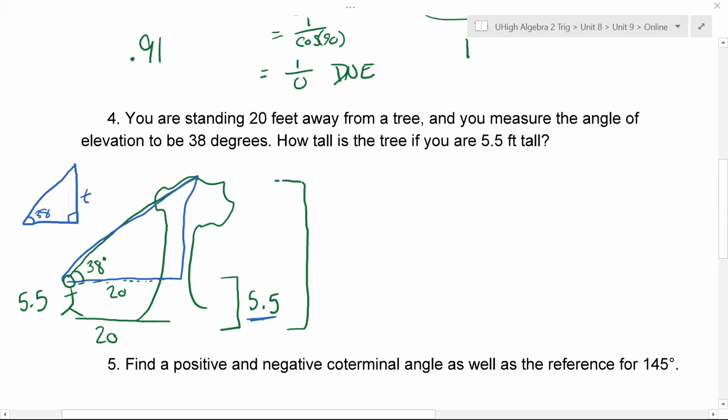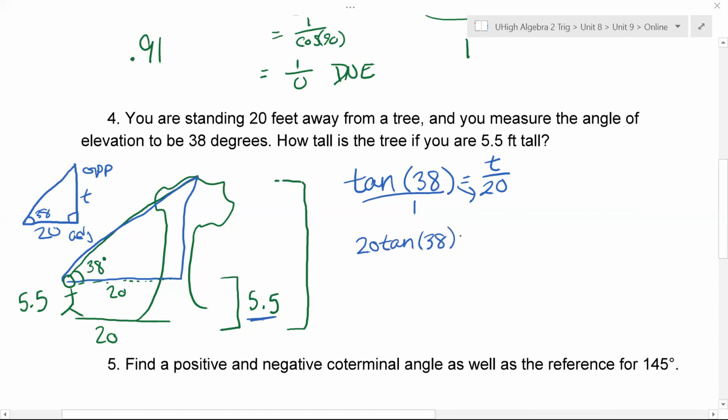Then I also know that I'm 20 feet away. So from my angle, I have my opposite and I have my adjacent. So I'm going to use the tangent function. I'm going to have the tangent of 38 degrees equals my opposite over my adjacent. So when I do my cross products, I get that 20 times the tangent of 38 equals t. So t is 15.63 feet.